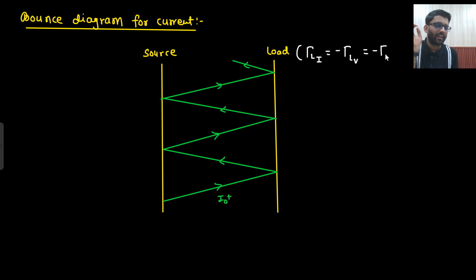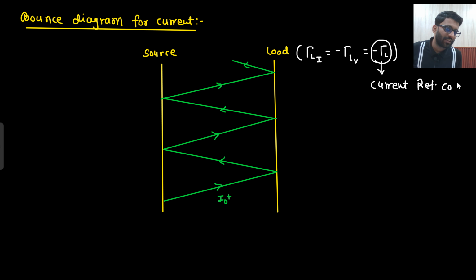So this I will be writing as minus gamma L. From minus gamma L, what do you understand? This complete minus gamma L is the current reflection coefficient, and gamma L is the voltage reflection coefficient. Is that clear to you?